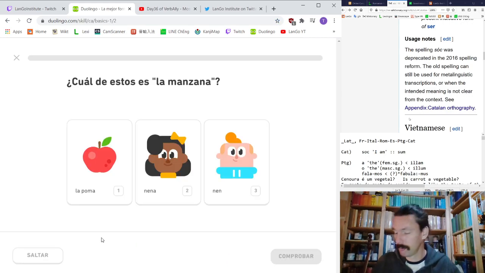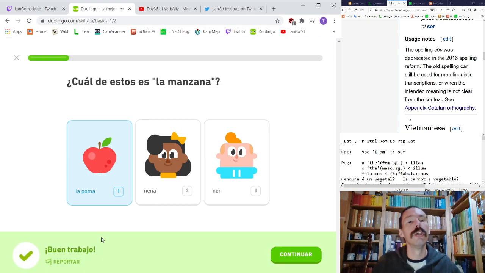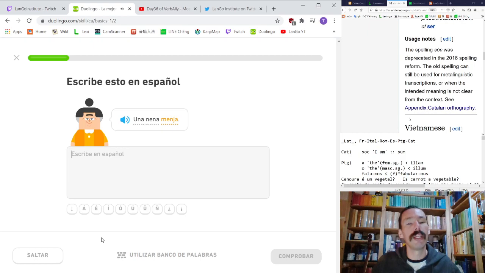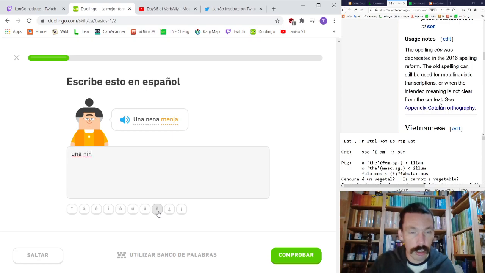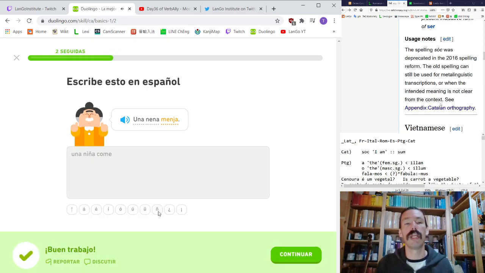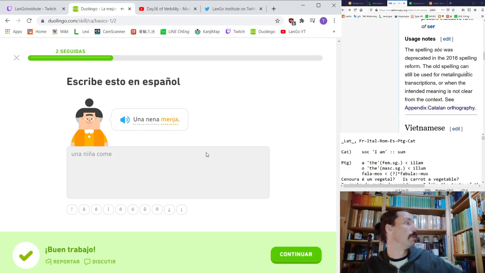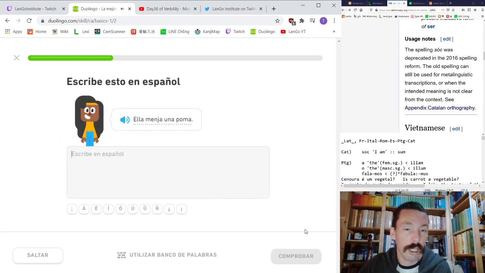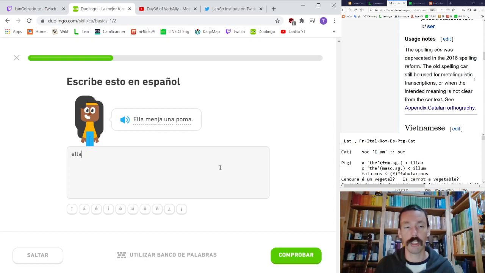La manzana. Nena. La poma. Una nena menja. La niña come. Menja, eats. I think that Romanian one, mănâncă, would be a cousin of this. Ella menja una poma. She eats an apple. Ella come una manzana.